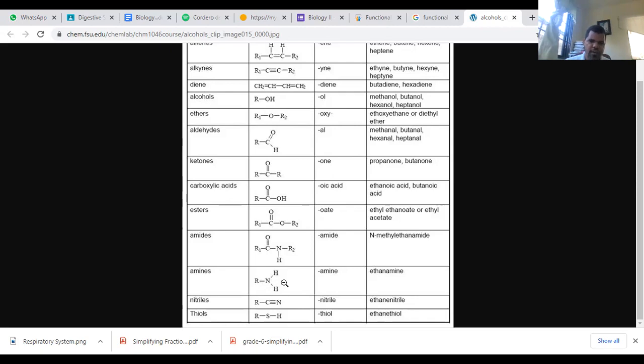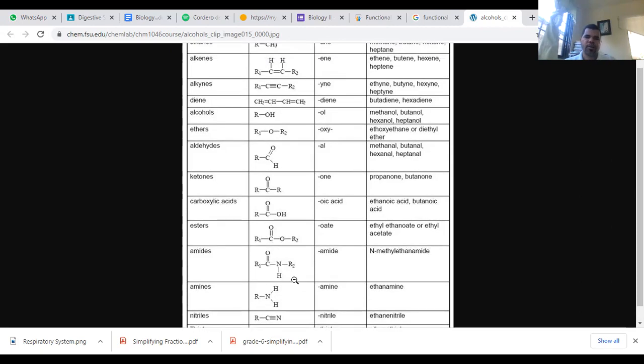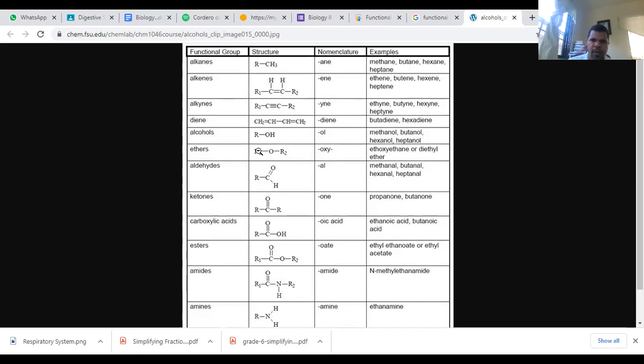Nitriles, this is when you have a chain attached to a nitrogen through a triple bond. And thiols are these. But this could be very confusing if we don't go into one by one in details. So I'm gonna pull up the information about the alcohols to explain how they are formed. I just gave you one example of them. If you add water to an alkene, you get an alcohol. This is how you can obtain them.